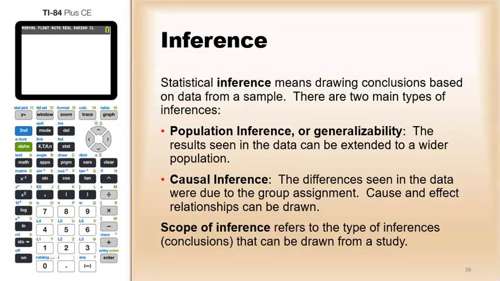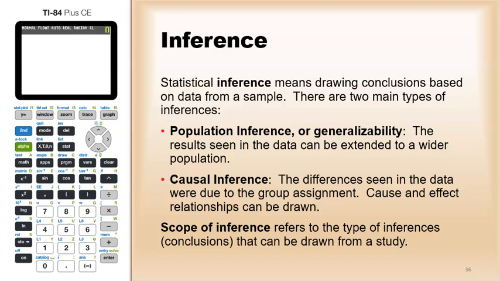One reason we do observational studies and experiments is to get results and make conclusions. That making conclusions is what we call inference. Specifically, statistical inference means drawing conclusions based on data from a sample. There are two main types of inferences. One is population inference, or generalizability. The results basically seen in the data can be extended to the wider population.